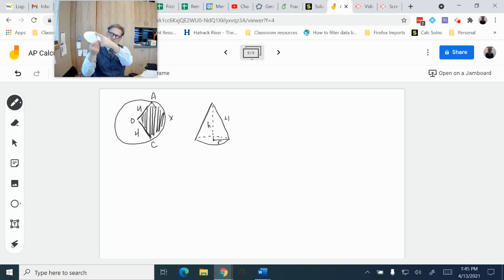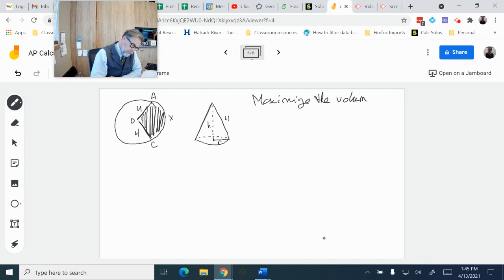So you'll notice that the length of the outside of the cone is the radius of the circle, which is 4. The cone itself, if you look down at my drawing, has a radius r and a height h. And our goal is to maximize the volume of the cone. So a few things that we're going to need to know here.